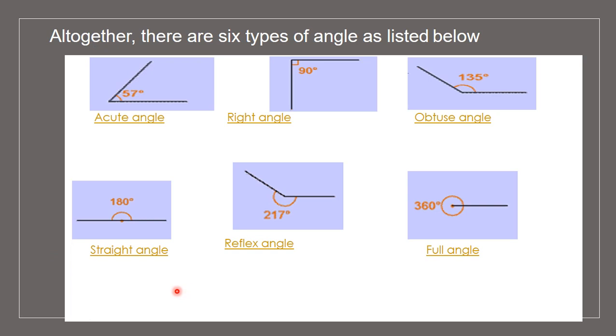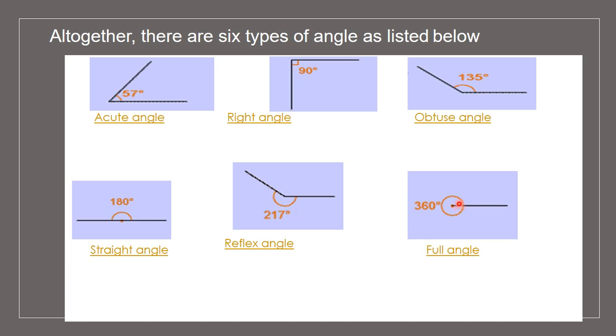So we have altogether 6 types of angles listed. This is the acute angle, where the angle measure is more than 0 but less than 90 degrees. When the angle measures 90 degrees, it is a right angle. When the measure of the angle is more than 90 degrees but less than 180 degrees, it is an obtuse angle. The angle which is equal to 180 degrees is known as a straight angle. The angle which is more than 180 degrees but less than 360 degrees is called the reflex angle.